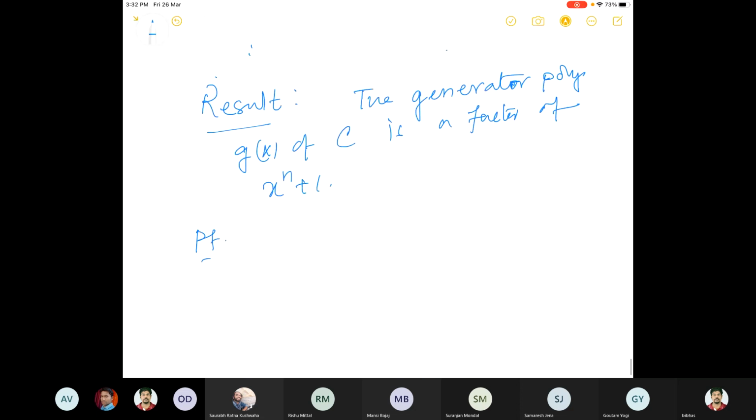How do I prove this? Any idea how do you prove this, or why this had to be true? Then I'll not prove it. Can anyone tell me how to prove this? Why it has to divide x to the power n plus 1? Implicitly we use that fact without telling it.